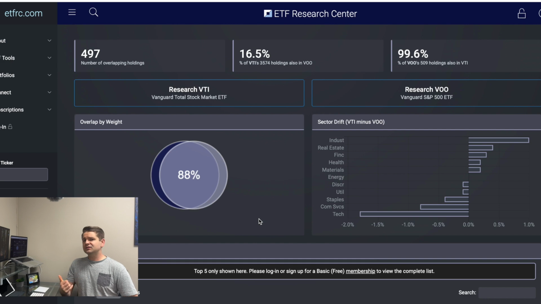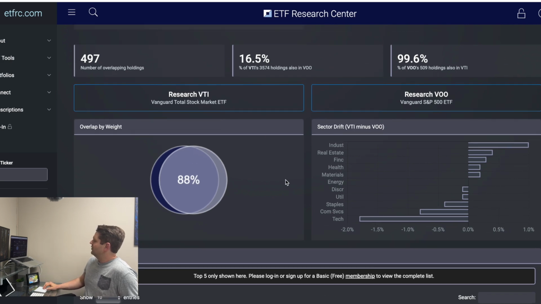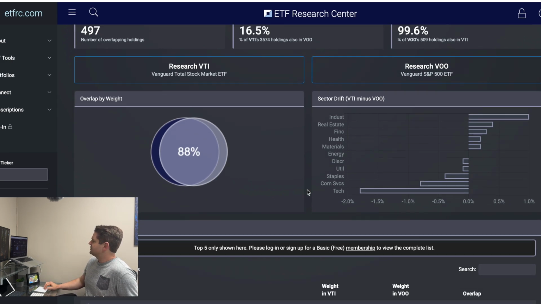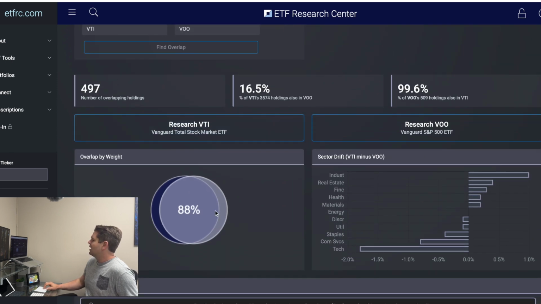Just looking at the screen here, all of these different things that I'm showing you, I will leave links down below so that you can go and have a look at this data yourself. This is from ETF Research Center. If we compare VTI versus VOO, we've got an 88% overlap, so about 12% that's different. We can see there are a few sector differences, really minor.